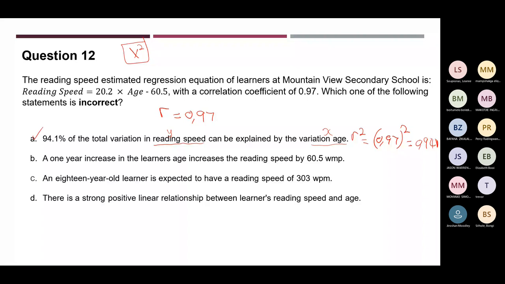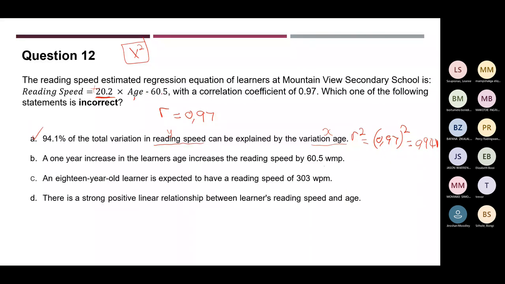Number B, we need to interpret the slope. Where is the slope? That is the slope. What is the sign in front of the slope? It's positive. How do we interpret? One unit increase. If it's positive, increase. If it's negative, decrease. So a 1 year increase in the learner's age, because the sign in front of the slope is positive, will increase the reading speed by 20.2. Because if here I put 1, this reading speed will increase.